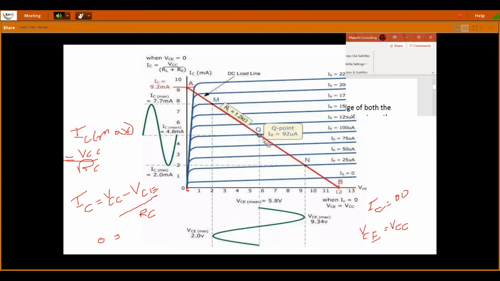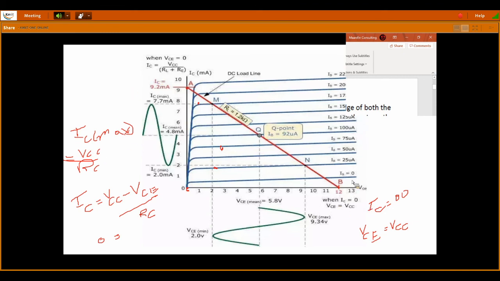Now, as I have established my biasing using the fixed DC voltages, the quiescent point might be at this point, or this point, or this point, or this point. Okay, let me take the same points A and Q as well as B.